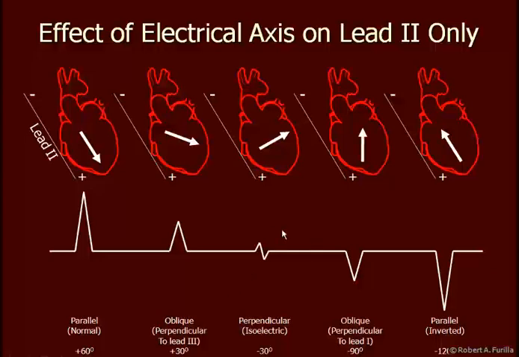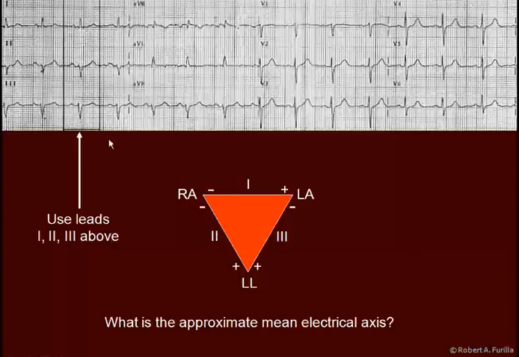In this one here, of course, we can tell that it's an isoelectric lead because it's perpendicular, but we don't know whether it's pointing in this direction or if it's pointing in the opposite direction. You really need all three leads to get a handle on the direction of the mean axis. Let's look at this. This is a real electrocardiogram.